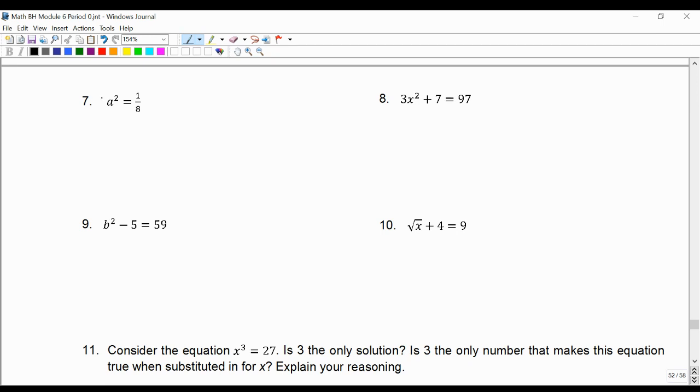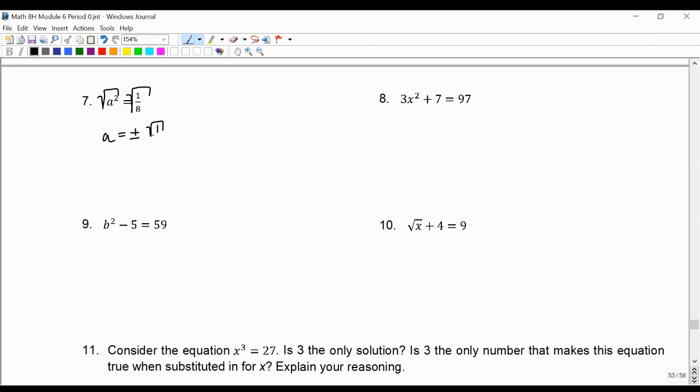Number 7, we are going to square root on both sides. This looks isolated and ready to go. The only thing standing in the way of a being alone is exponent 2. This one is going to have a plus or minus. So before I forget, I'm going to write that down. I don't want to just do the problem and write at the end. I want to write it right after I do my square root.